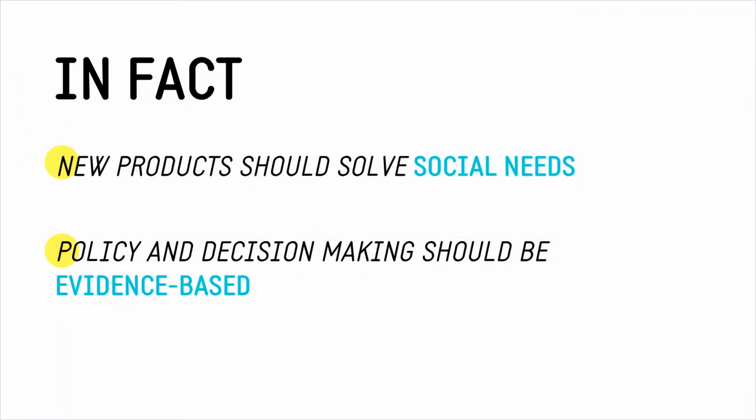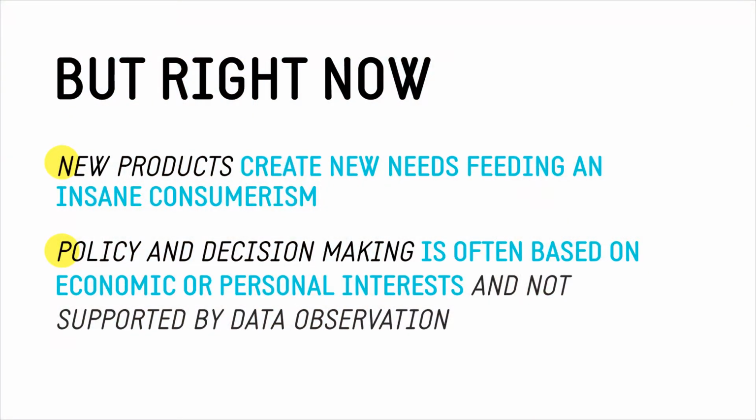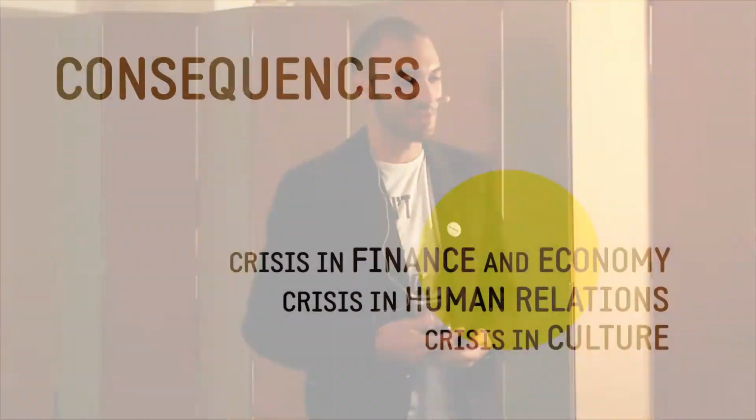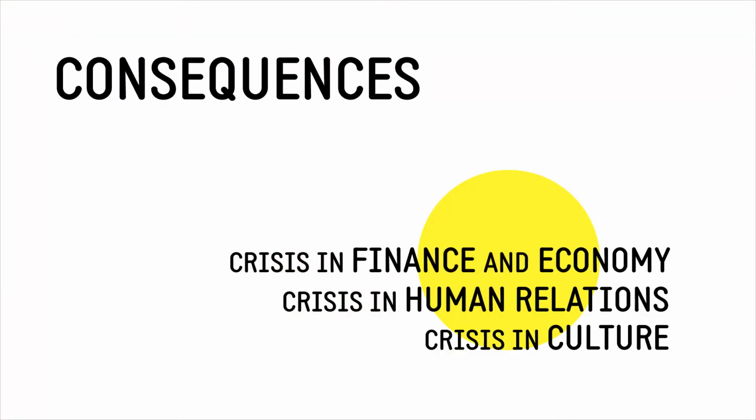Think, for example, of production. Any new product should solve people's needs. And in the same way, decision-making and policy-making should be based on data observation and reality observation. Does it happen in reality? No, or not always. Very often, new products create new needs by feeding a consumerism model, and decision-making is based on personal and economic interest. I don't want to be rhetorical in this talk, but these are probably the main consequences. And we are living now a crisis that is not only financial, it's a crisis in culture and in human relations. And these are the worst consequences.